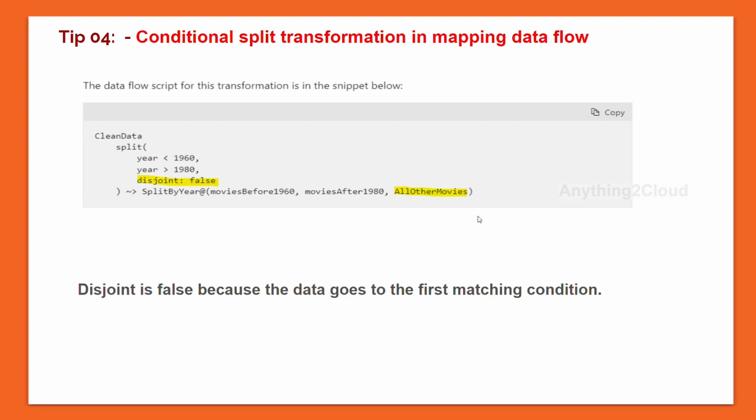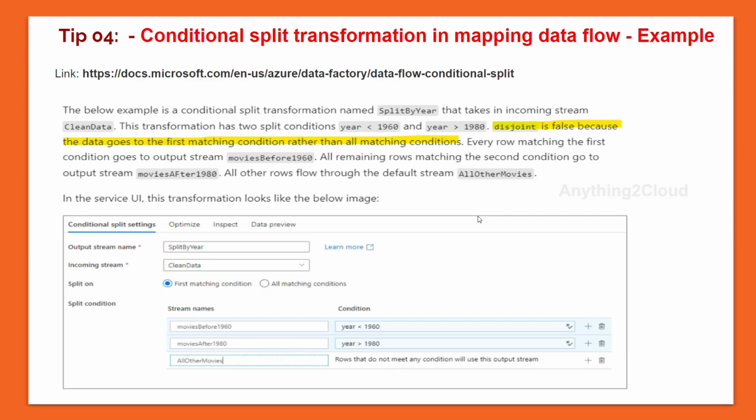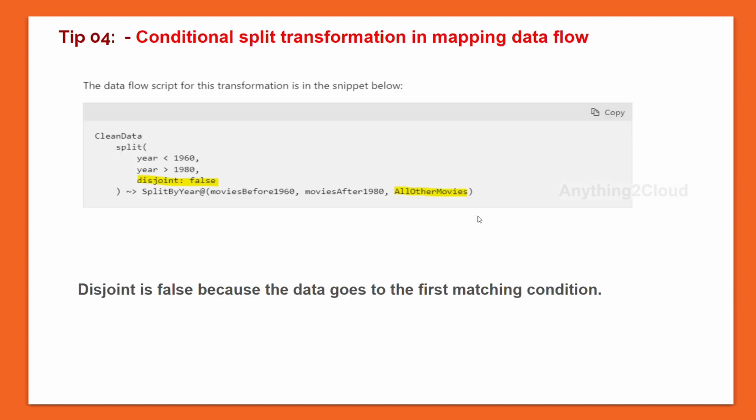There you have to define all the year logic: movie before 1960, movie after 1980, and the default one. So at the end you will have a default one. If you've seen the diagram in the UI before, you will find the stream names there: movie before 1960, movie before 90, after 1980, and all other movies. So these stream names come in this split by year in the code snippet.